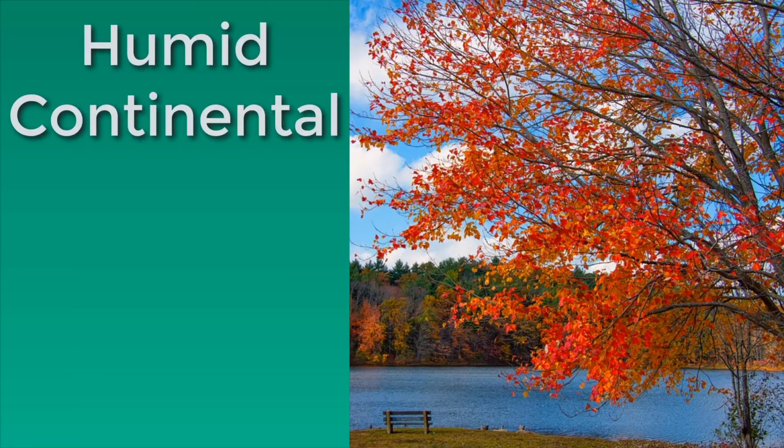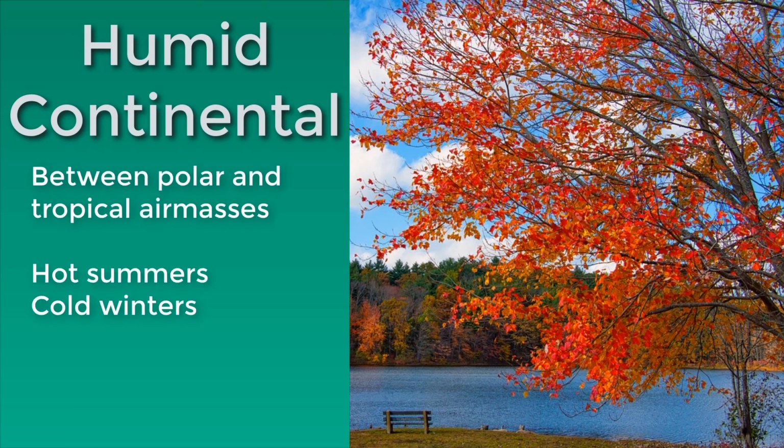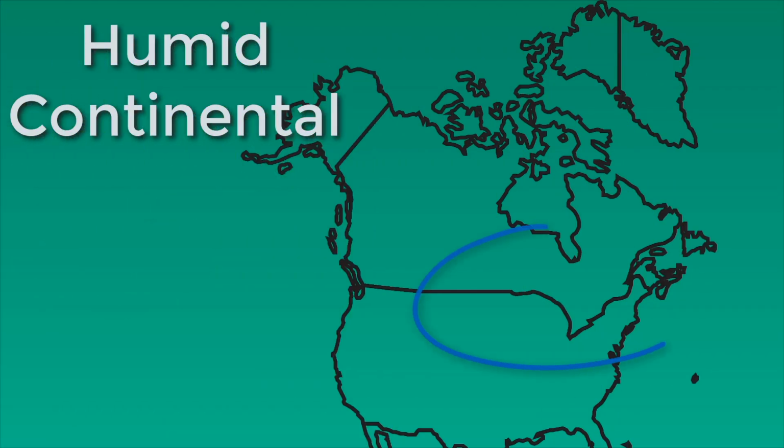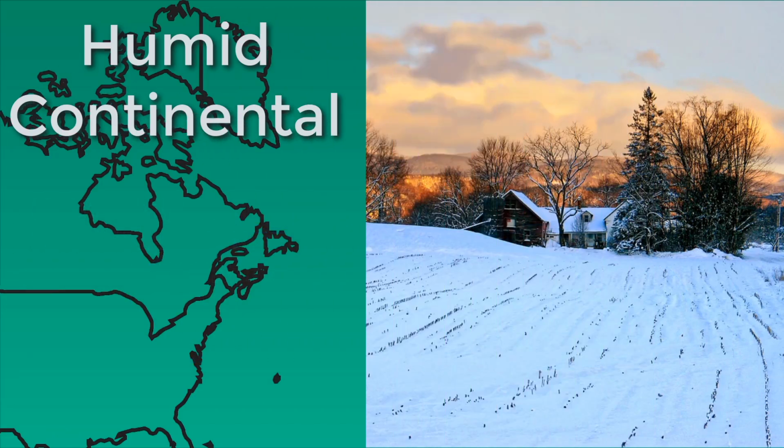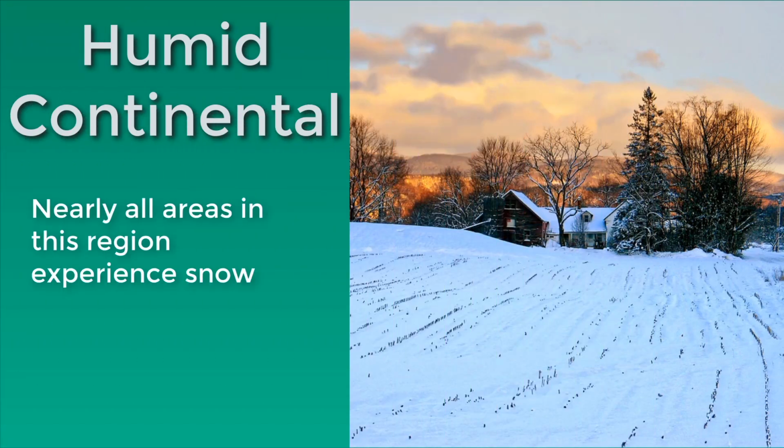The humid continental climate region exists between polar and tropical air masses and is marked by hot summers and cold winters. New England, southern Ontario, Quebec, and much of the American Midwest are located in the humid continental climate region. Humid is a bit of a misleading name for this region. It's not necessarily humid. It just has enough precipitation not to be considered arid or semi-arid. And almost all areas within this region experience snow at some point during the year.